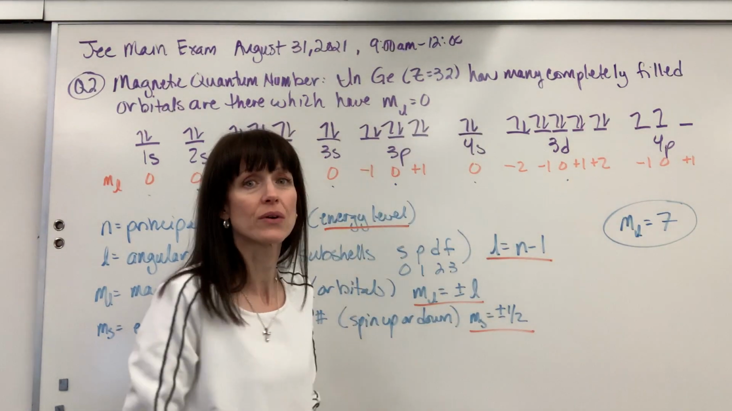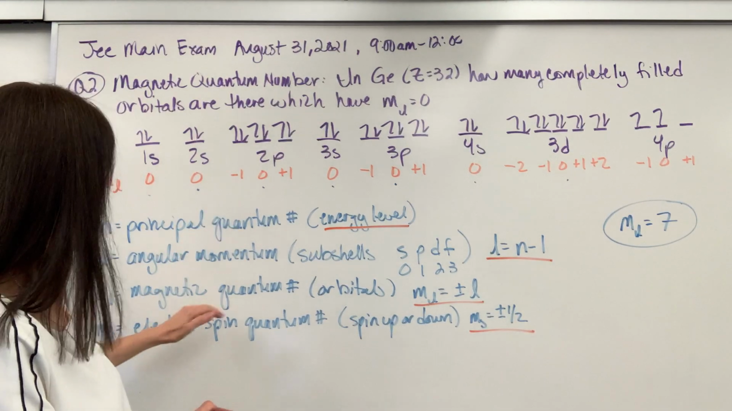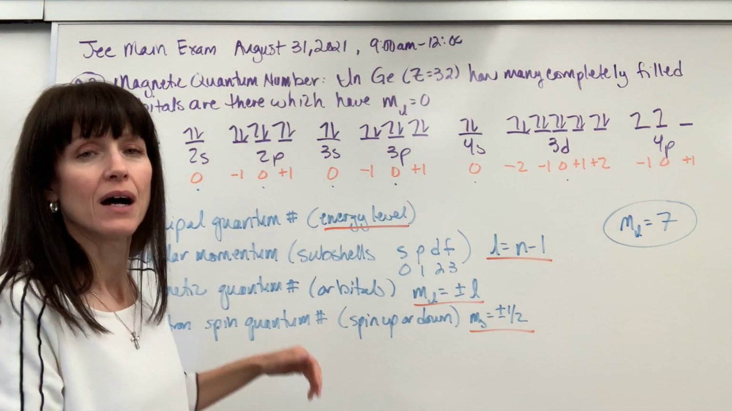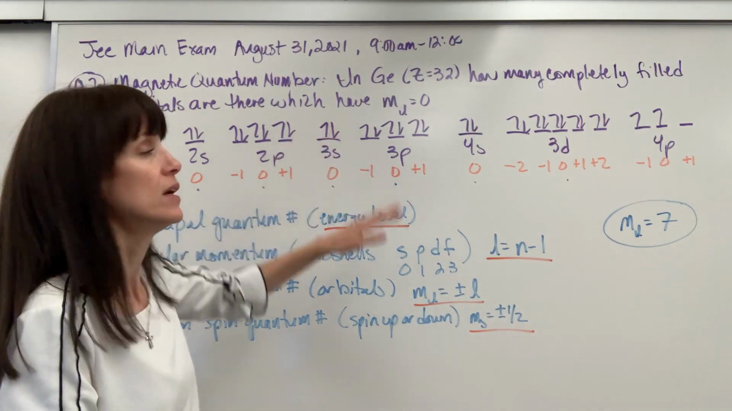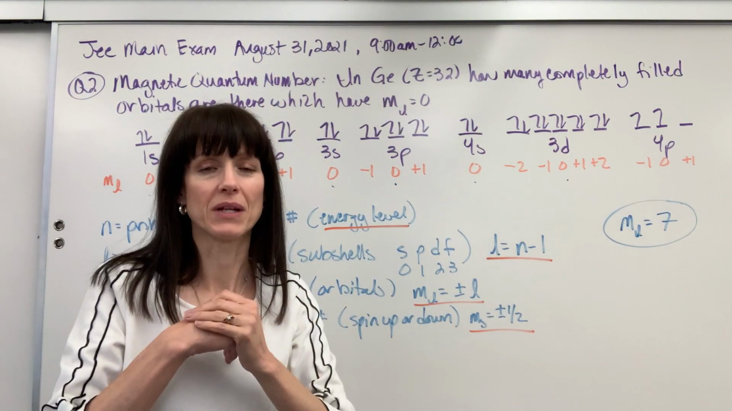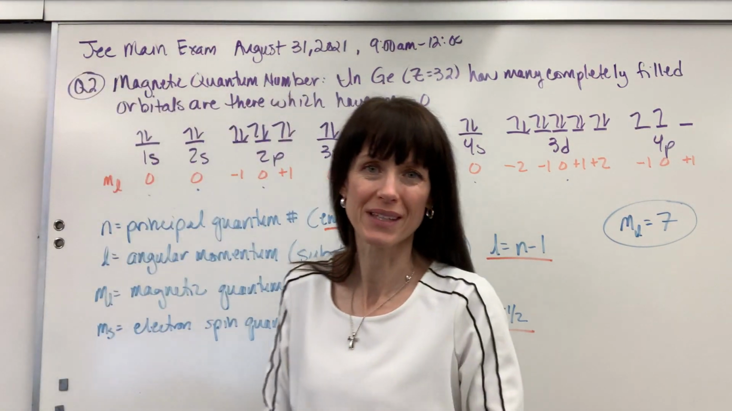So total, there are going to be 7 orbitals, m sub L, that magnetic quantum number, 7 orbitals that have an m sub L of 0 and have the electron spinning up, the electron spinning down. They're filled. Nice.